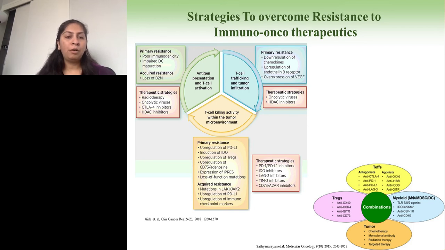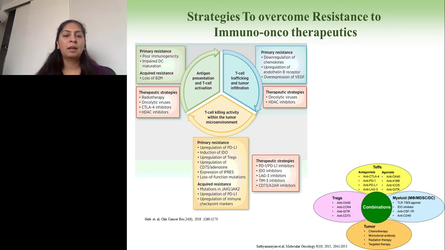There are various other factors also. There could be a modulation of the co-stimulatory pathway upon PD-L1 inhibition that could lead to the primary resistance. And there are various mutations in the JAK1, JAK2 pathway, or upregulation of PD-L1 or upregulation of other immune checkpoint markers that cause the acquired resistance to the immunotherapy.